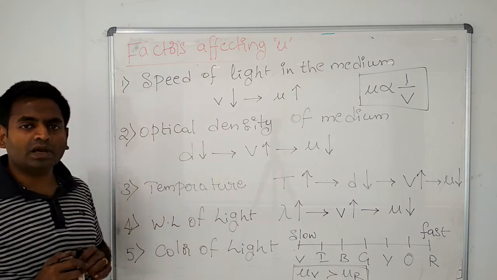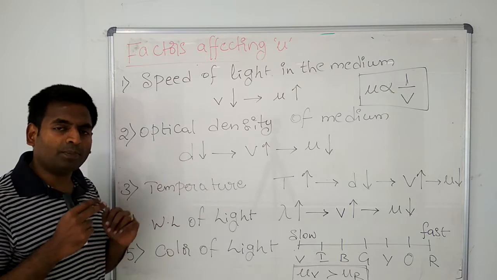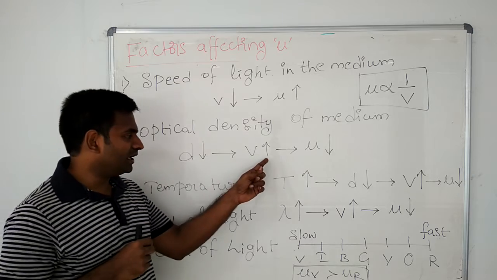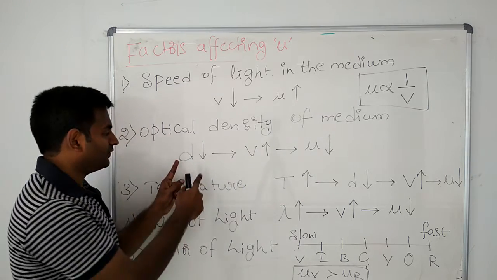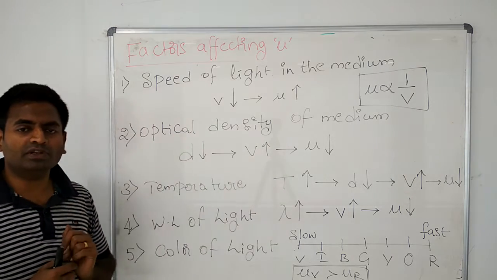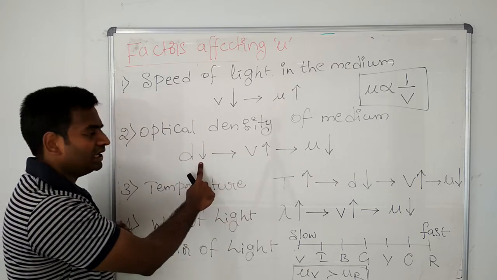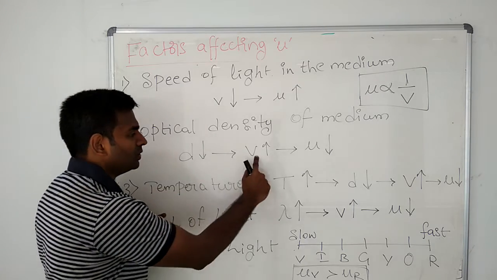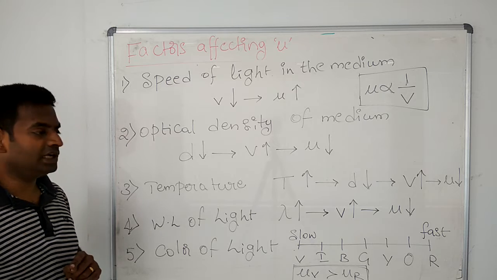How does it depend on optical density? If I decrease the optical density, what happens to my speed? It will increase. So if it increases, then what happens to my mu? It will decrease. Both are inversely related. So from density, we went to velocity, and then velocity to refractive index. So if my optical density decreases, my mu also decreases. But never go directly. First density, then velocity, and then velocity to refractive index.